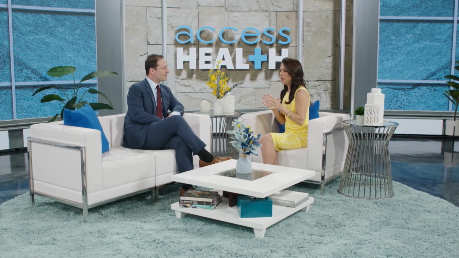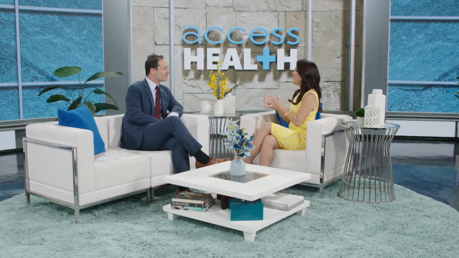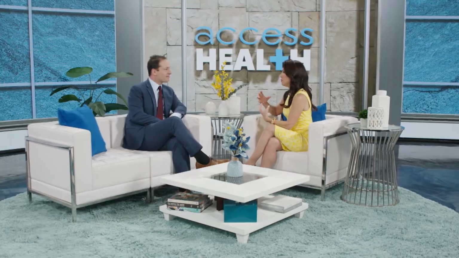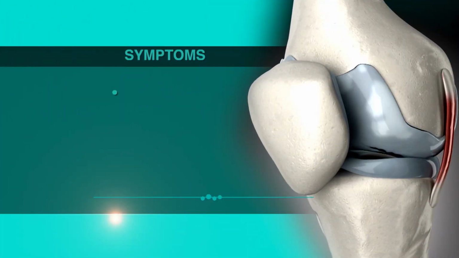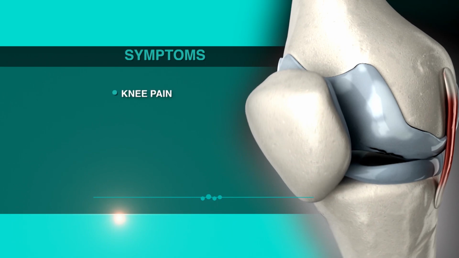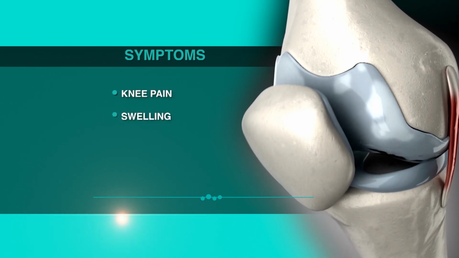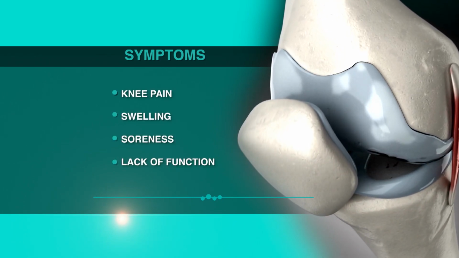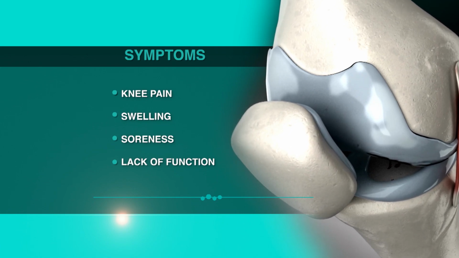Let's just talk about knee osteoarthritis. What is it, and what are the symptoms? Knee osteoarthritis is a degenerative condition that affects joints throughout the body, particularly the knee, considered a wear and tear of the joint. The symptoms include pain, swelling, soreness, and lack of function. Patients often report the inability to walk a long distance or stand for an extended period of time. Stairs can be an issue. Getting up in the morning, the knee can be sore, stiff, and those are all signs of degenerative condition of the knee joint.